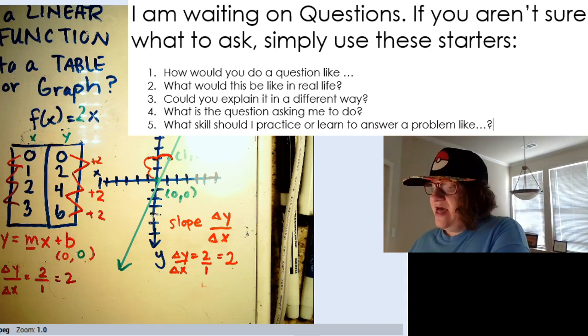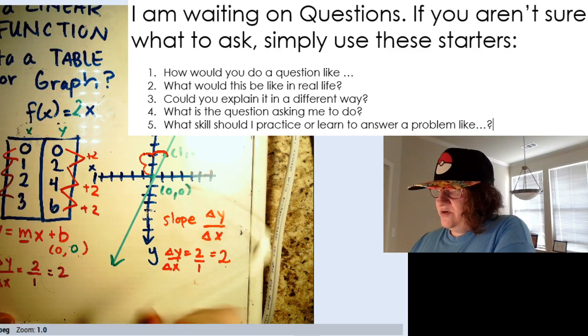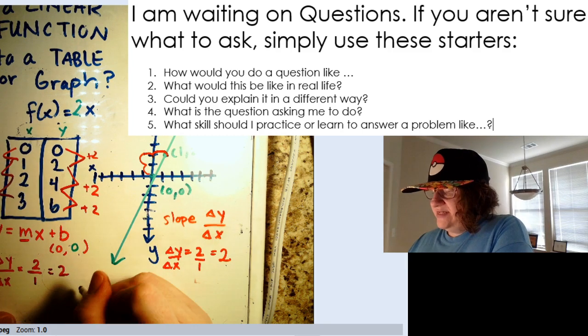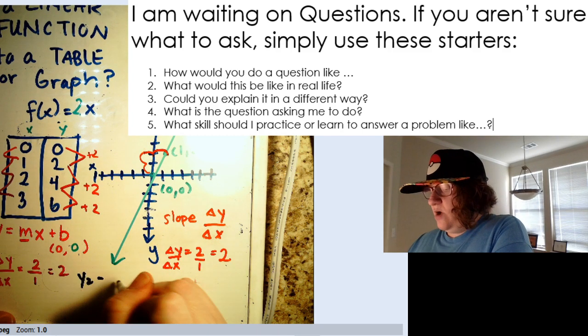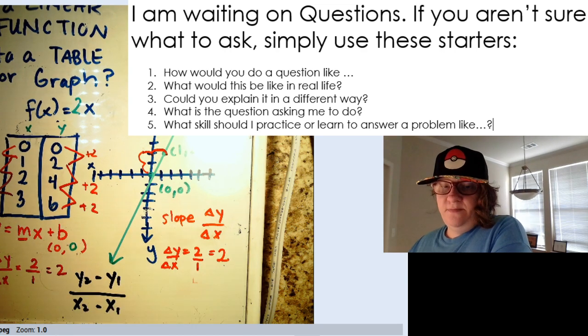All right, so that's kind of a breakdown of how this works. Again, you could also use the slope formula where you know these are points, and the slope formula is always y2 minus y1 over x2 minus x1.